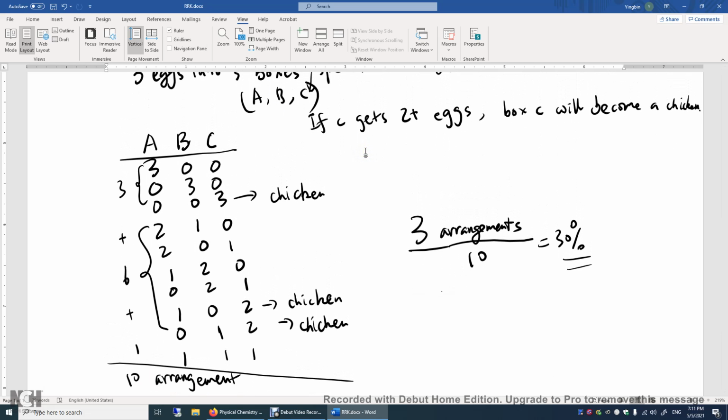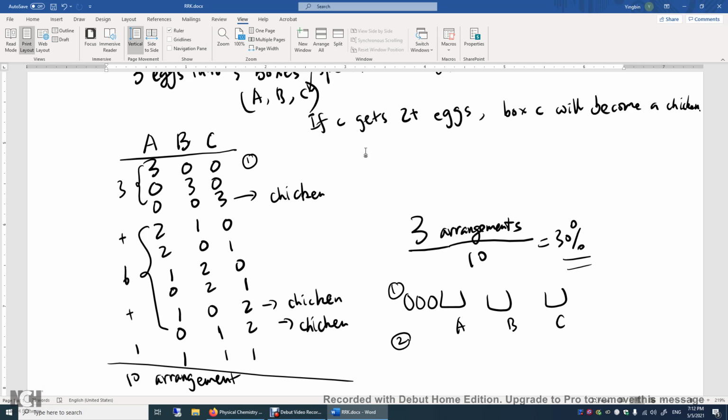All right, first I'm going to draw 3 boxes, A, B, and C. And then I will draw 3 eggs. Well, I can draw 3 eggs on the left-hand side of A. That means 3 eggs in A, right? This corresponds to the first arrangement. So this is my first arrangement here.